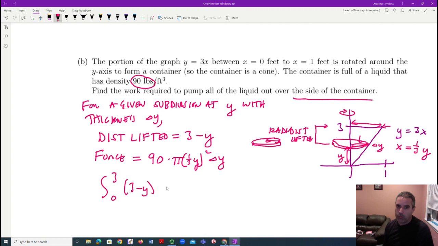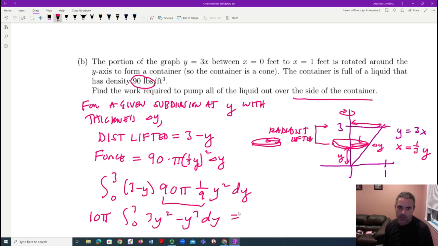So we would like to do force times distance for all y values, where y could be anything from 0 to 3. And then we're doing 900 pi times 1/9 y squared dy. The question does ask you to integrate, so you're going to simplify, and it's going to become 100 pi. That's what that is. And then it's the integral from 0 to 3 of 3y squared minus y to the third dy. And so it's going to be 100 pi. Then it's going to be y cubed minus 1/4 y to the 4th from 0 to 3. So that's going to be 100 pi. And then 3 cubed is 27 minus 1/4, 3 to the 4th is 81.